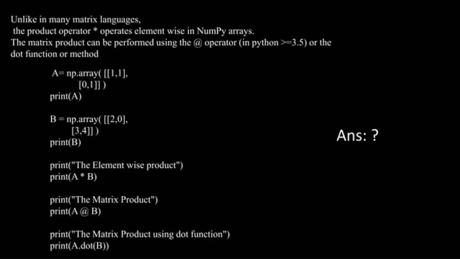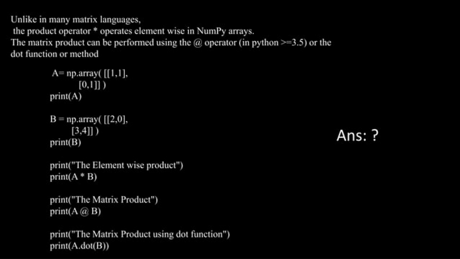or a method. Now let's take A is equal to np.array, which contains a list. In that, another list is there of two elements, 1, 1 and 0, 1. Then print A, we will get 1, 1 and 0, 1. Then B is np.array, which contains a list. In that we have two lists, each with two elements, 2, 0 and 3, 4. Print B.